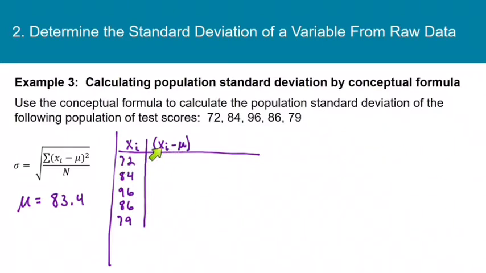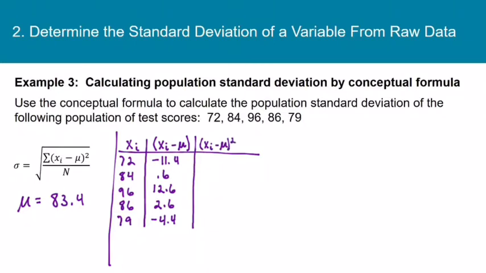So I'm going to say 72 minus 83.4 is negative 11.4, and then 84 minus 83.4 is 0.6, and then 96 minus 83.4 is 12.6, and then 86 minus 83.4 is 2.6, and 79 minus 83.4 is negative 4.4. And you don't have to do it, but I just want you to take a second to appreciate the fact that since some of these are positive and some of them are negative, they are going to add up to 0. Okay, so that's why the formula has us take the deviations and square each one.